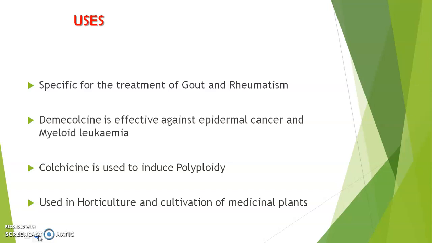Uses: specifically used in treatment of gout and rheumatism. Demecolcine is effective against epidermal cancer and myeloid leukemia. Colchicine is also used in induced polyploidy. It is used in horticulture and cultivation of medicinal plants.